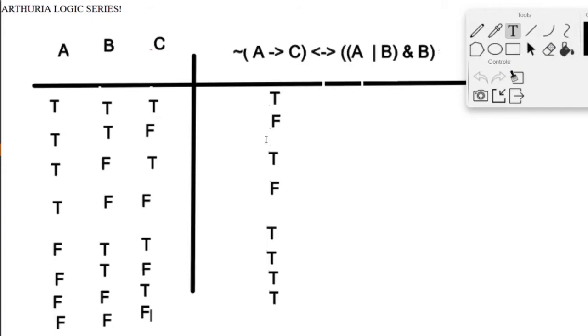So here, let's go ahead and work inside out, right? The next most inside thing I can find is this or statement. So let's go ahead and do the or statement. Now I'm looking at the columns for A and B, and going down the line. When A is true and B is true, A or B is true. When both are true, it's true. TF, so true. FT is also true. FF is the only case where this is false, right?